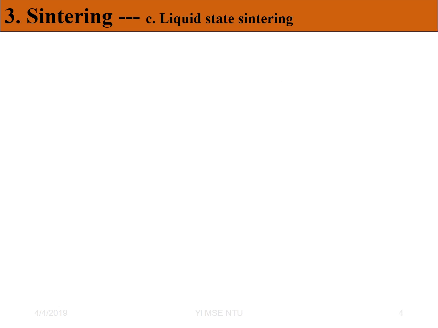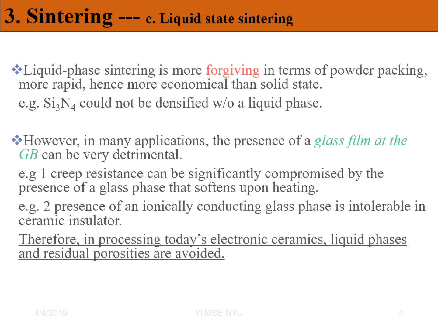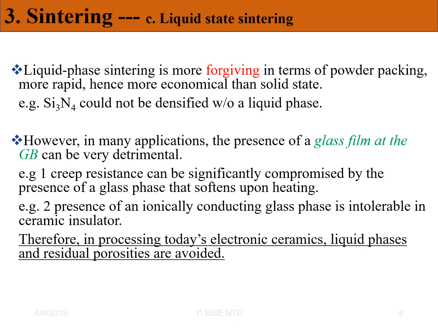But as we said, liquid phase sintering is good in terms of speed. It is very fast, much more rapid than solid state sintering, which means it will be much cheaper. But the problem is you will always have some glassy films at the grain boundary, so this can be very, very harmful. So what does this mean?